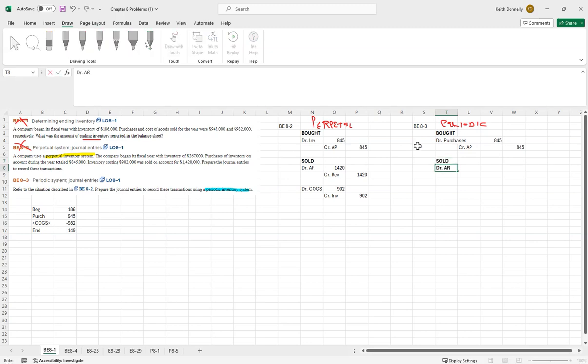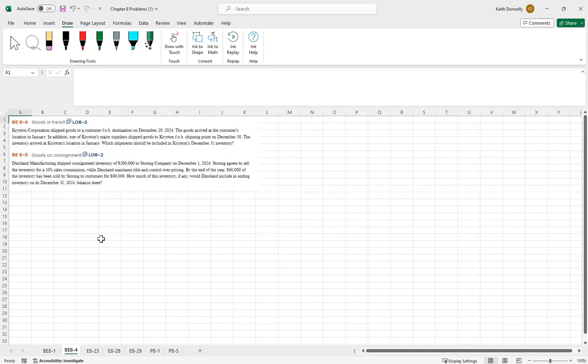Then we sold the inventory. Here, we're going to have to account for the revenue. We'll do journal entry 1, credit revenue, 1420. We're not going to do journal entry 2 right now. We're not going to do it the day of. We're going to wait until later, at the end of the period. So that's the idea with these two. So brief exercise 8.1, 8.2, 8.3, there we go.